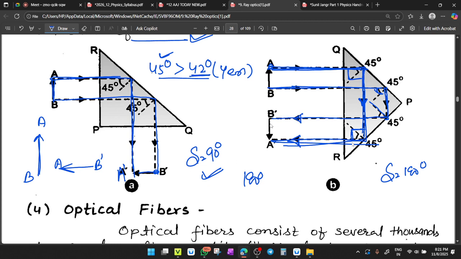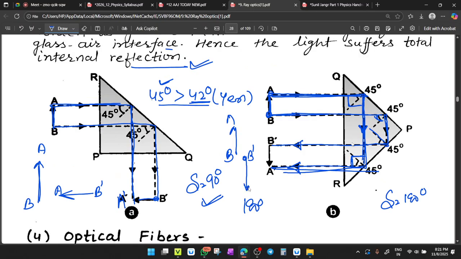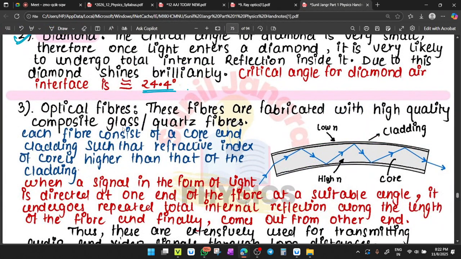Yes. So total angle equals to how much? 180 degrees. Why? Because you see, first your object is in the direction of AB, point B is downward and point A is upward. But in the reflected ray, B dash is here and A dash is here. So a total of 180 degrees of deflection will take place. Clear?